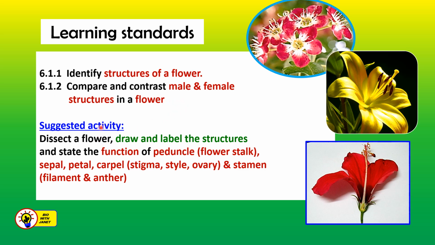Now, the suggested activity, which your teacher may want you to carry out. Okay, we have to dissect a flower, such as the hibiscus flower, draw and label the structures, and state the function of the peduncle, which is the flower stalk, the sepal, petals, carpels, which consists of stigma, style, and ovary, and stamens, which consists of filament and anther. So we are going to discuss the structure of the hibiscus flower, analyze it, and also draw the structures. Okay, draw the diagram of the flower, the longitudinal section of the flower.